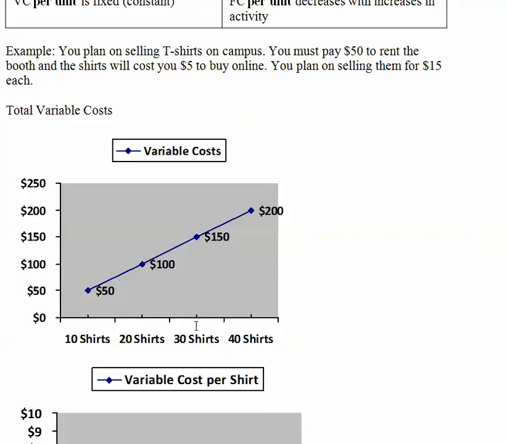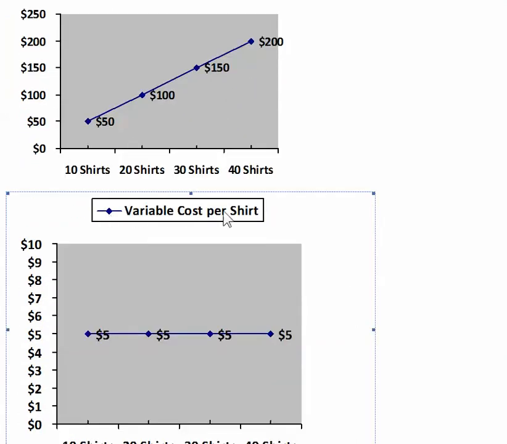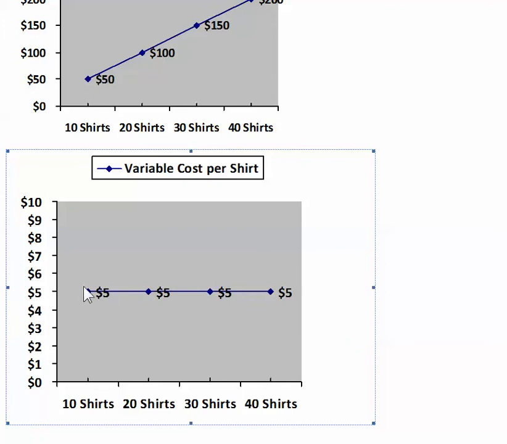And if you buy and sell 30, it'll be 150, and I think you get the idea. So it increases in proportion with the activity. So the more shirts, the more the total variable cost will be. But if you look at the cost per shirt, that's the variable cost per unit, it doesn't vary. So in other words, when you sell 10 shirts, it's still $5 a shirt. Whether you sell 20, it's $5 per shirt, etc.